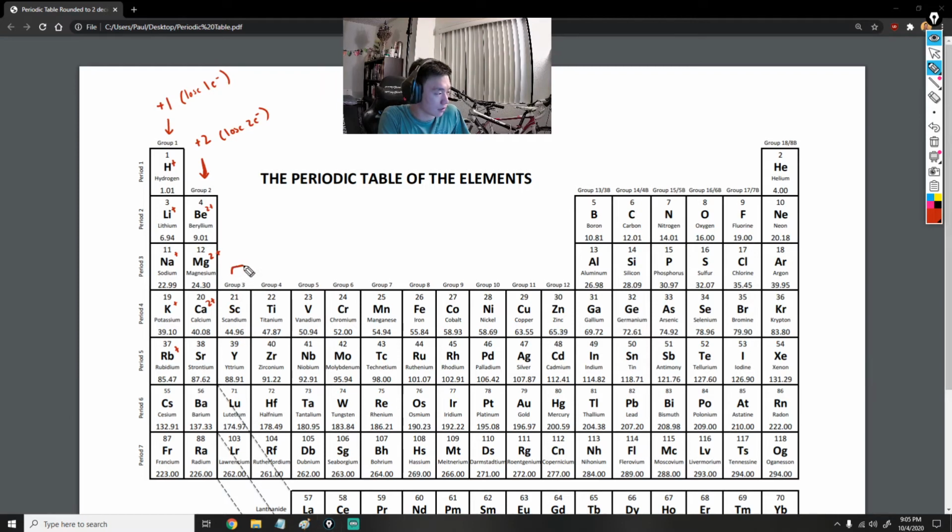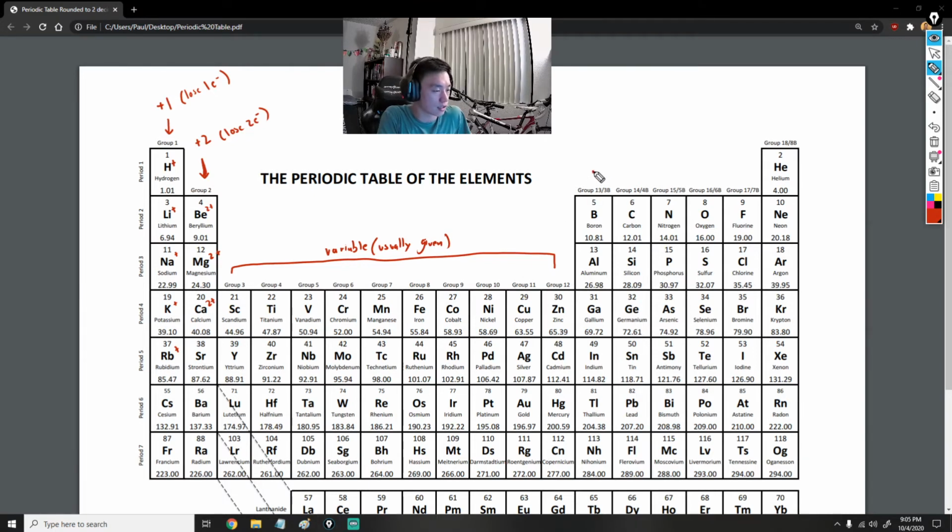Okay, now this part right here, groups 3 through 12, just don't worry about these ones. There's not really a pattern. These ones can be variable, which means there's no real pattern that we can follow. We're not going to be focusing on them too much, and usually these will be given to you. So don't worry too much about this middle part.